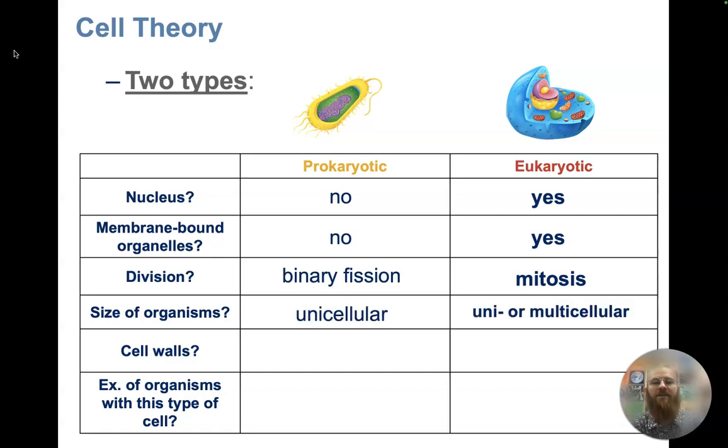The size of the organisms, as I've already said, prokaryotic cells are always unicellular. Eukaryotic cells can be uni or multicellular, so it can be one or more.